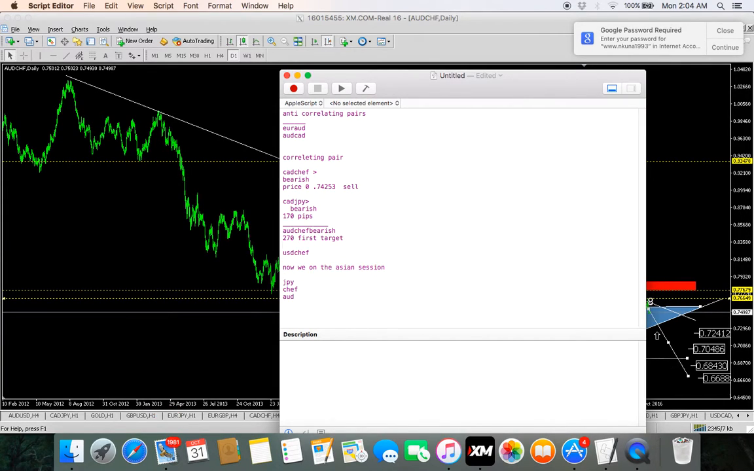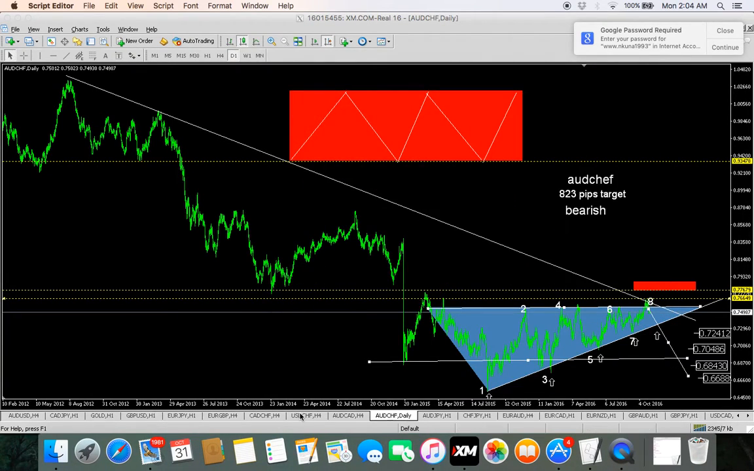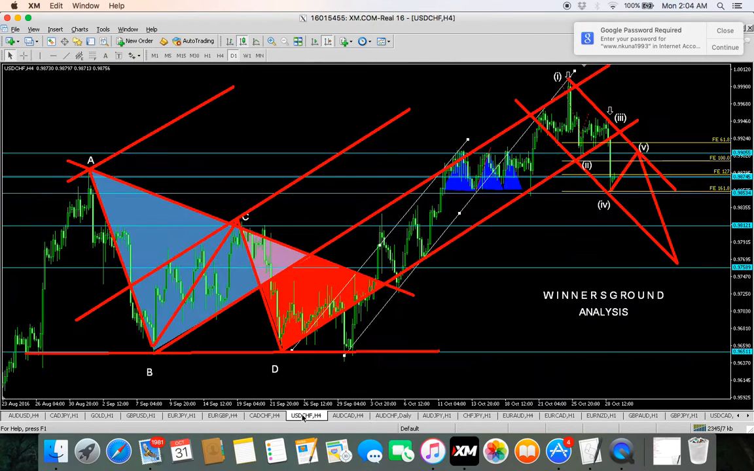And then the last target is 8.23, guys. You can just say okay, fine. Okay. Let's look at the other pair, the correlating pair, guys, and see what it is giving us.